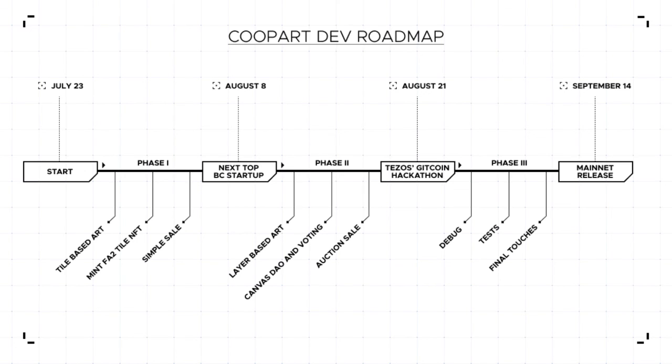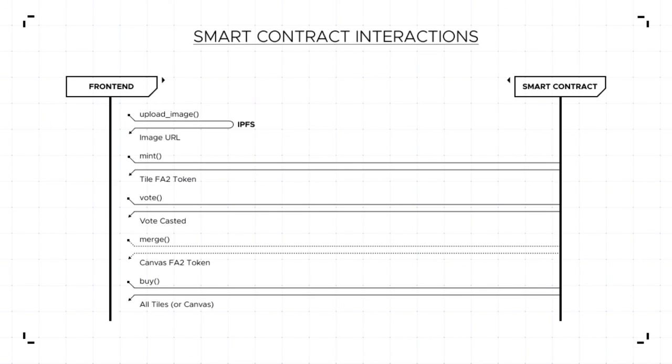Phase 2 should be finished on August 23rd, as I plan to submit it to the upcoming Gitcoin Tezos hackathon. Finally, phase 3 will be mostly bug fixing and many tests before deploying the smart contract on the Tezos mainnet in September. Here is a summary of the interaction between the front-end and the smart contract. Note that the merge entry point is still under consideration.